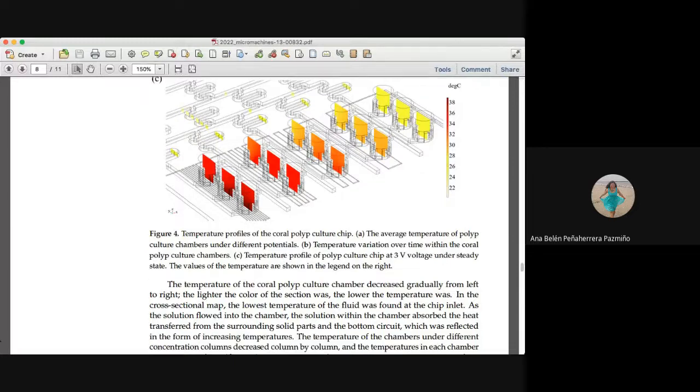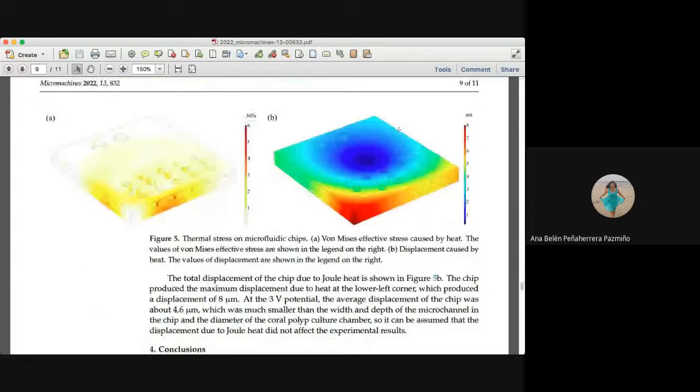Okay, so here we see this heat map, the temperature profiles of each of the chambers and each column. And also they saw how the material will behave with this temperature. So the deformation is expressed here with the stress, these von Mises stress caused by heat. You can see here the simulation, and also they measured the displacement caused by the heat, and they found that at this corner the displacement is the highest. It was 8 microns.